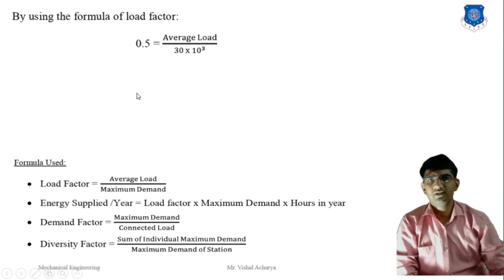First is the load factor. From the load factor we find the average load. 0.5 is equal to average load upon the peak load. Peak load is 30 megawatt, so average load is equal to 0.5 times 30 times 10 raised to 3, meaning 15 times 10 raised to 3 kilowatt.